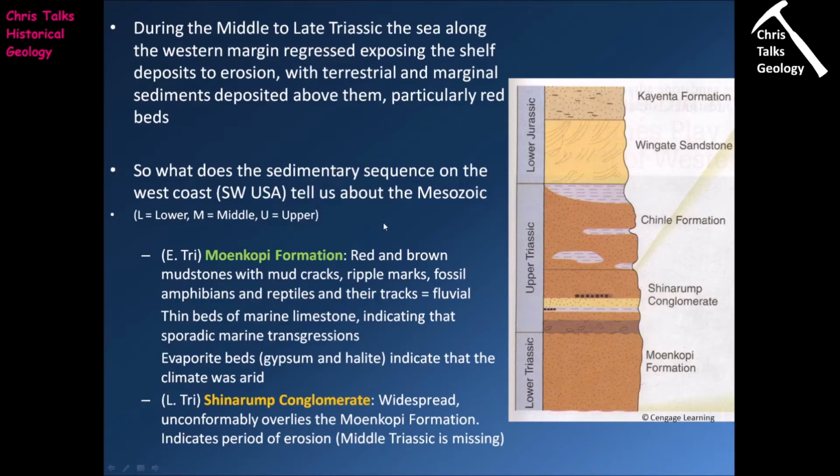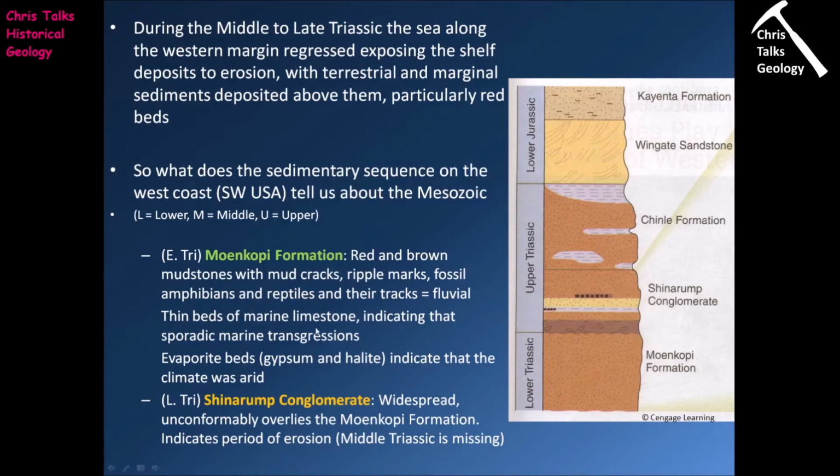So what does the sedimentary sequence along the western coast of the US tell us about the Mesozoic? We're going to start with the lower Triassic, so the early Triassic Moenkopi Formation. It's a red and brown mudstone with mud cracks, ripple marks, fossil amphibians and reptile tracks. So this is interpreted as a fluvial system.